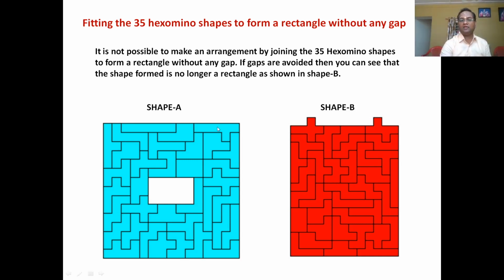Here in shape A a gap is there. In shape B, it is no more a rectangle because there are two protrusions which are coming out. So however you try and arrange these 35 hexominoes to make a rectangle without any gaps, it's not possible. So you can make a rectangle, but either with gaps, or the rectangles may have some additional protrusions, so they will no more be rectangles here, right?